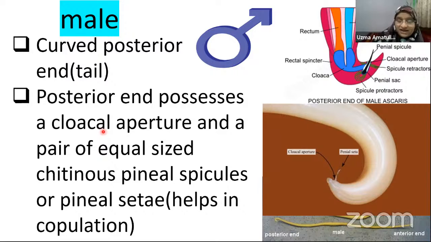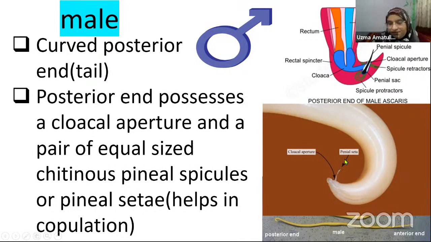and there will be a digestive opening for the anus. But here the cloaca serves both. It will help in the excretion of the fecal matter, the excreta, and also it will help in reproduction. Now here, from this cloacal aperture, these spicules are coming out.